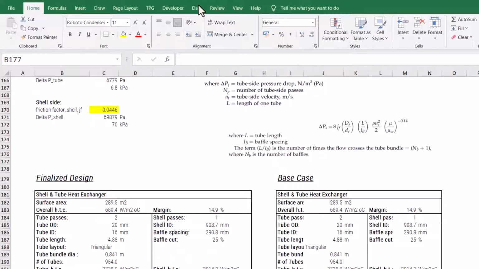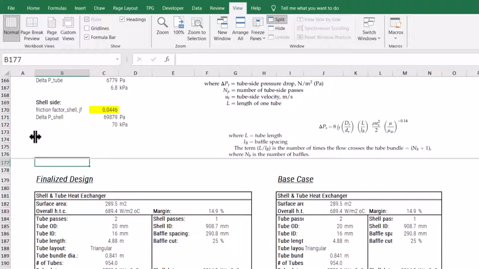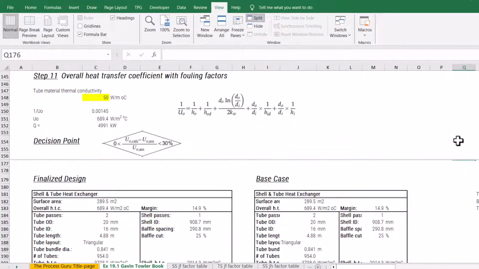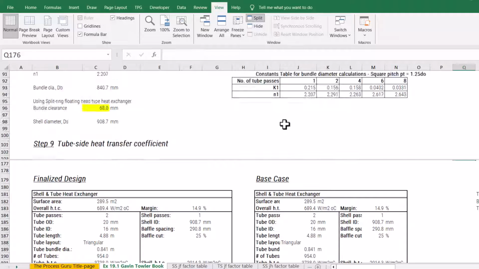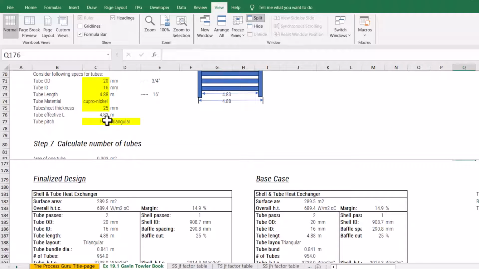For that, I think it would be easy if I split the screen. So I'm just splitting the screen horizontally. Okay, I don't need a vertical split. So let me keep this here. And in one step, I think step number 6, we decided what the tube layout is.